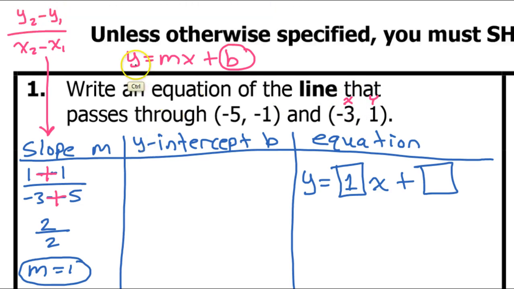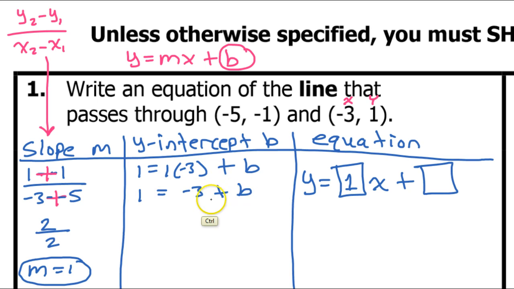So if I want to start off y equals, that means I'm going to start off 1 equals. And then comes m, which is 1. And then comes x, which is negative 3. And then plus b. So this is really just 1 is equal to negative 3 plus b. So I need to add 3 to both sides in order to get b by itself. So that gives me that 4 is equal to b, or b equals 4.